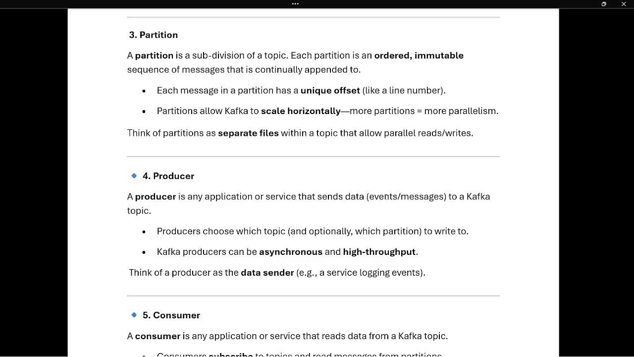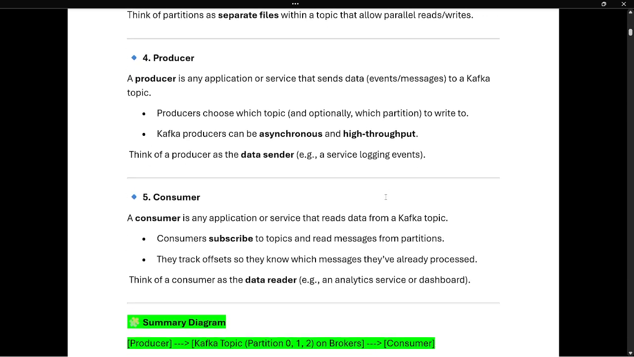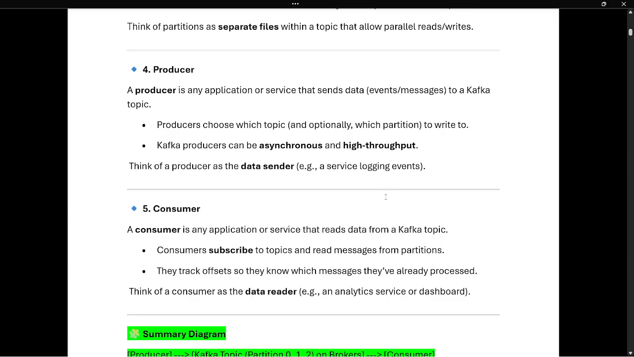Okay, so producer is nothing but a data sender. Now, what is consumer? As the name suggests, a consumer is an application or service that reads data from the Kafka topic. The consumer's work is to consume the data from the Kafka topic. So there is a topic in the middle, a producer is going to produce the event or data, and the consumer is going to consume the data.